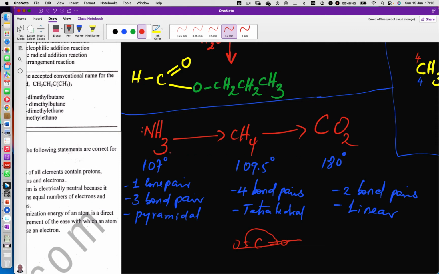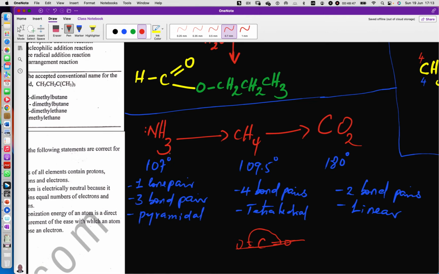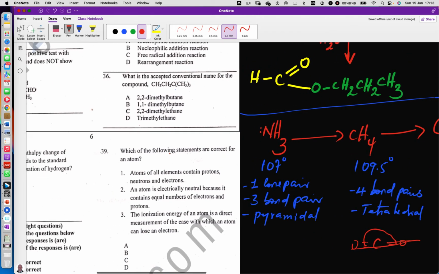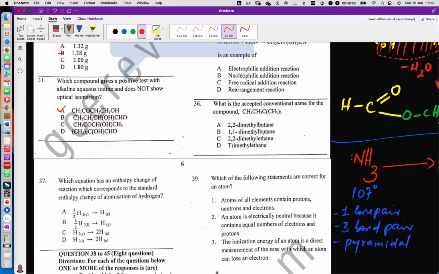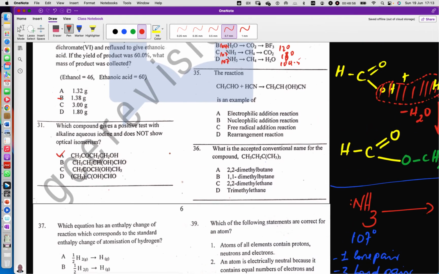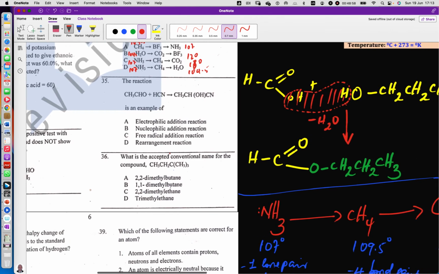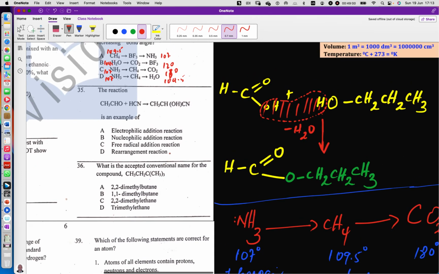Number 34, that gives us from ammonia to methane and to carbon dioxide, is the one that we say is the right answer. So C is our right answer for this. C is our right answer.